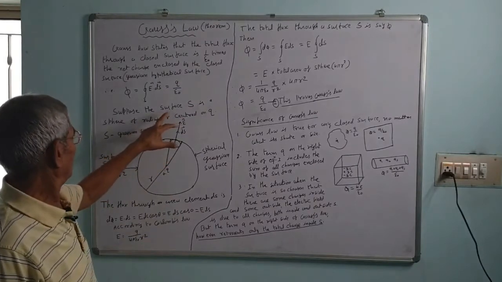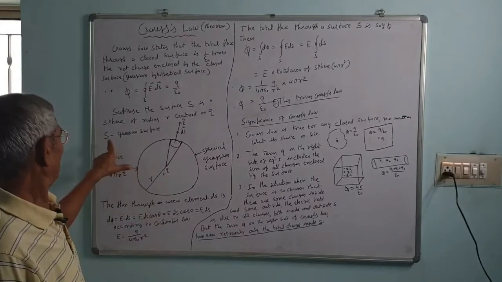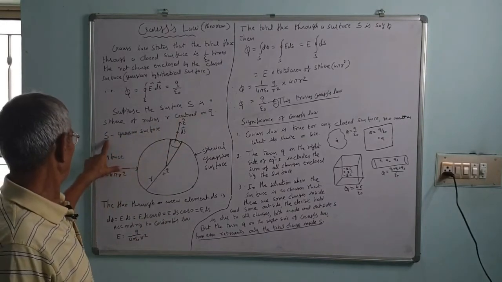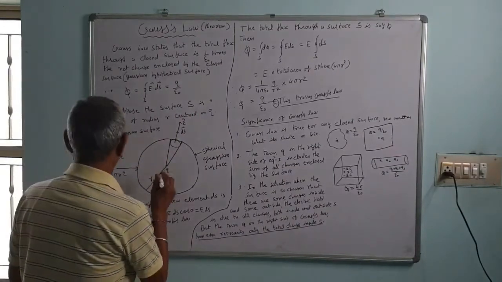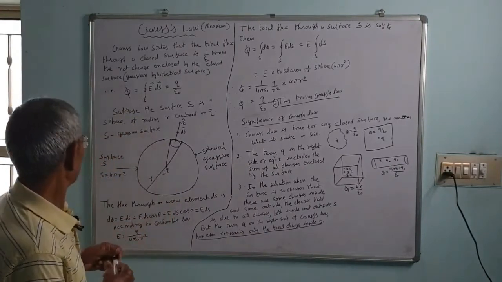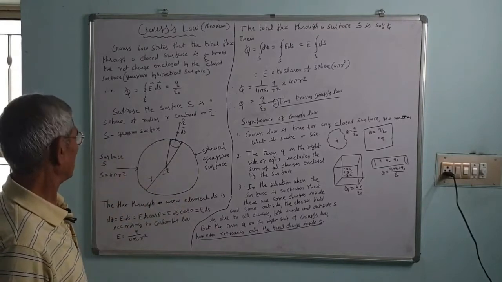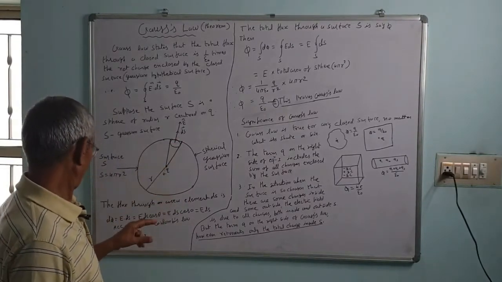Suppose the surface S is a sphere of radius r, centered on Q, that is, charge Q is at the center of this surface, the sphere of surface S. S is the Gaussian surface, this spherical surface. Let us consider the element ds.